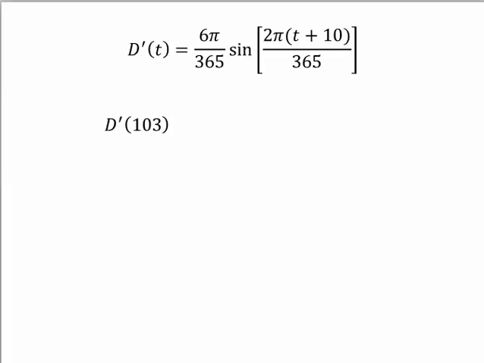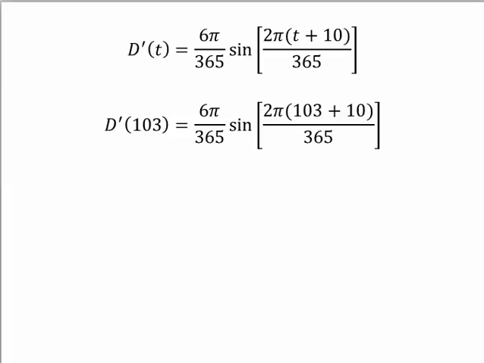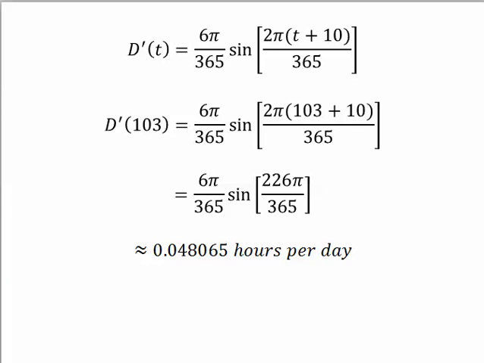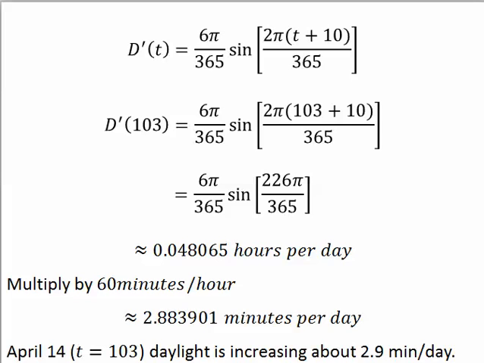So my derivative function evaluated at 103, I'm going to have to clean up what's inside my sine function. After I do that, I make sure that my calculator is in radians, and then I go ahead and plug it all in. And I get about 0.048 hours per day. To change this to minutes per day, I multiply by 60 minutes per hour. And so on April 14th, daylight is increasing. I know it's increasing because I got a positive value. Daylight is increasing about 2.9 minutes per day.